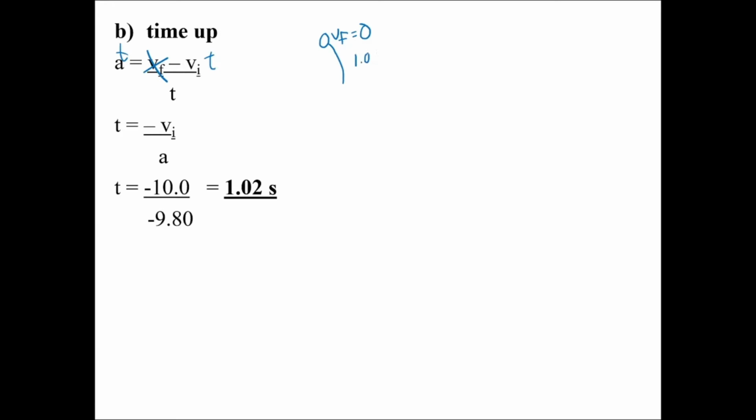Remember, on the way up, the V final will be 0. And we'll multiply both sides by t, divide by the a, or just switch the t and the a. Like I said, if you're really good with your algebra, that should not be a problem. So they told us V initial was 10. Gravity's 9.8. Luckily, the negatives go. And that's 1.02 seconds. That's time up.